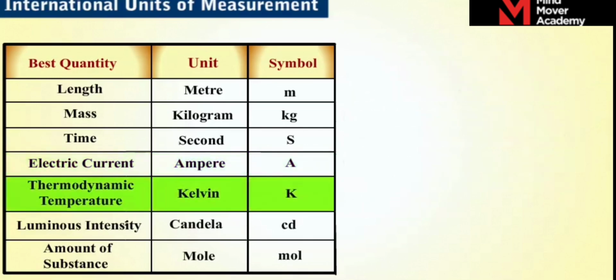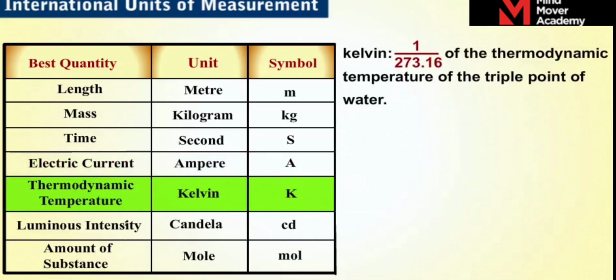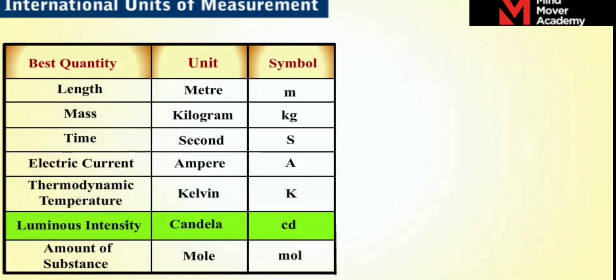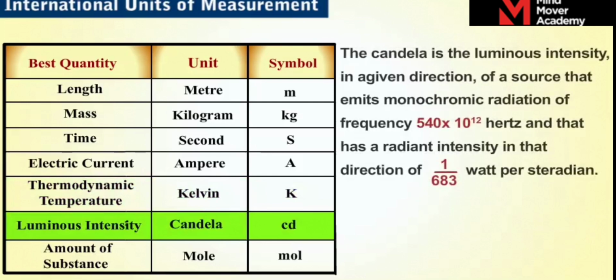Thermodynamic temperature is measured in Kelvin, denoted by the capital letter K. A Kelvin is a fraction, 1/273.16, of the thermodynamic temperature of the triple point of water. Luminous intensity is measured in candela, denoted by the small letters cd. A candela is the luminous intensity in a given direction of a source that emits monochromatic radiation of frequency 540 × 10^12 Hz, and that has a radiant intensity in that direction of 1/683 watt per steradian.